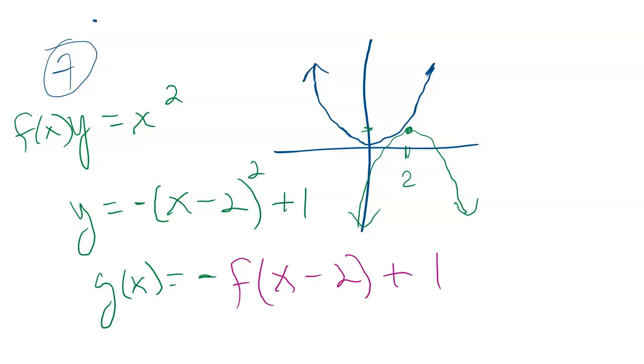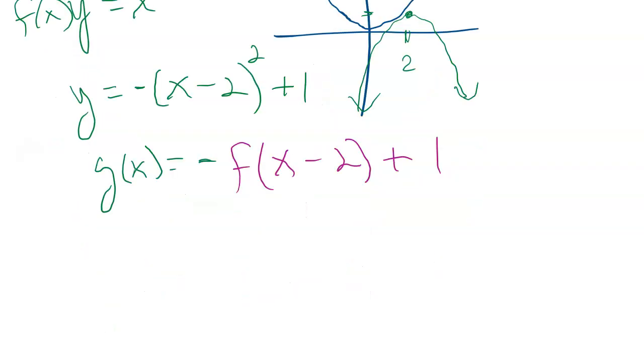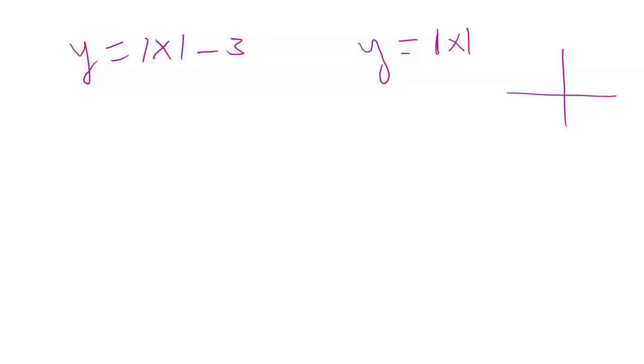That's number 7. Number 9, this is y is equal to the absolute value of x minus 3. I'm hoping you understand that the absolute value parent function is something that looks like this.